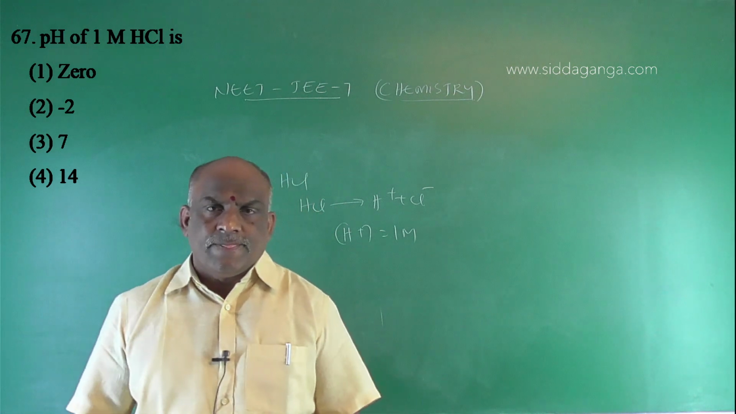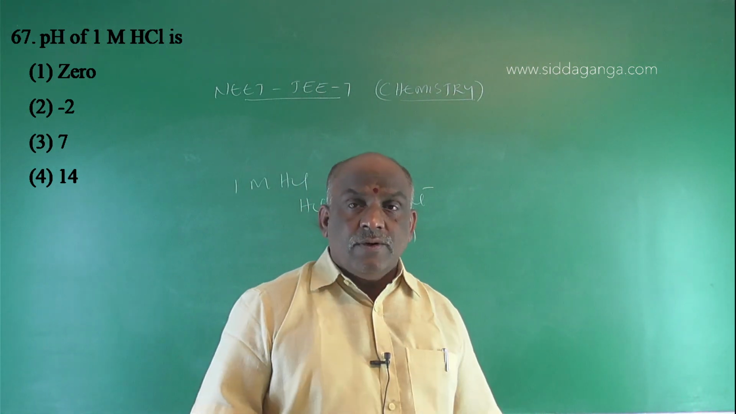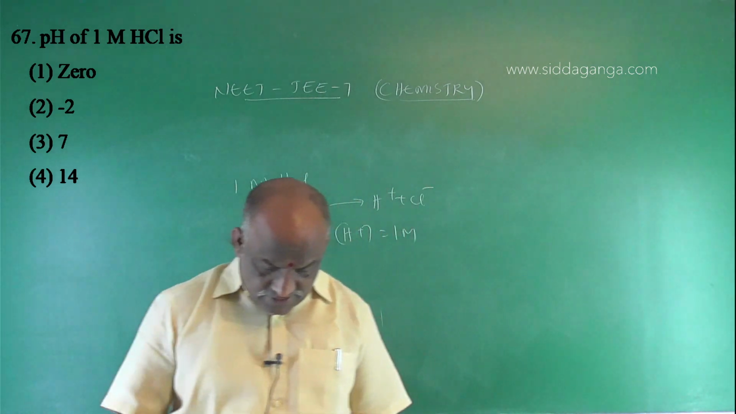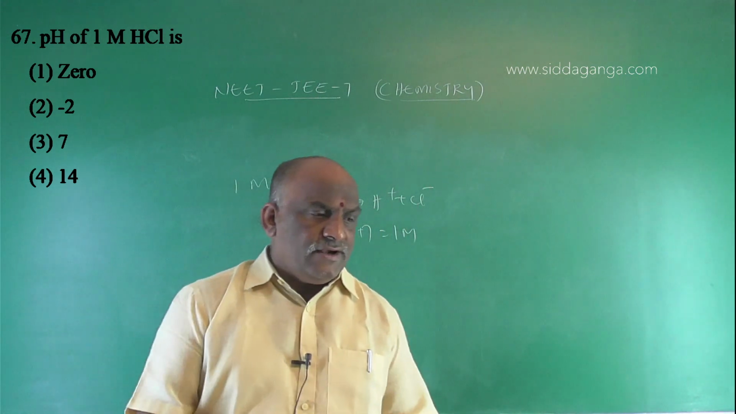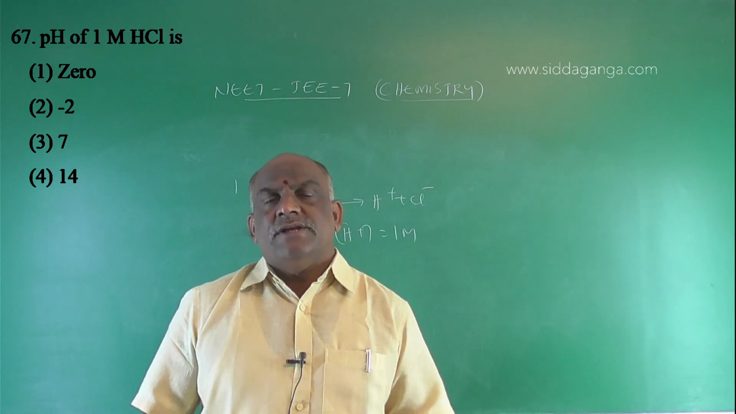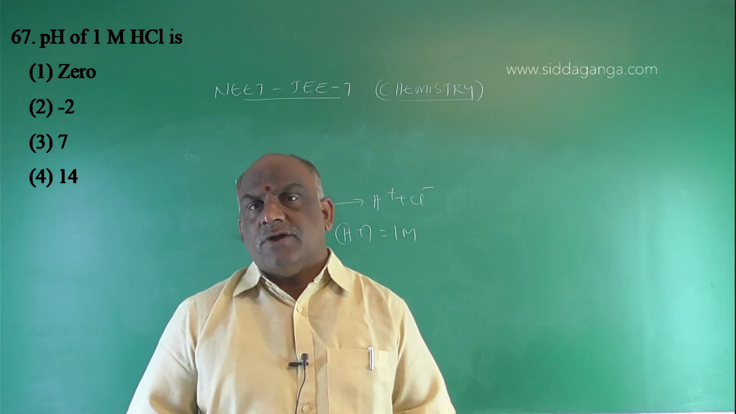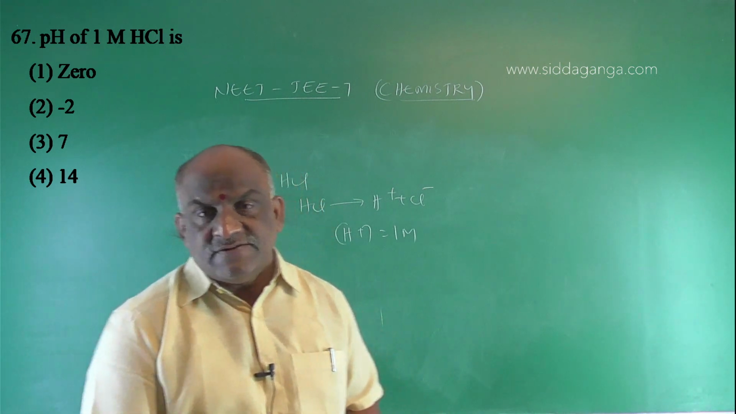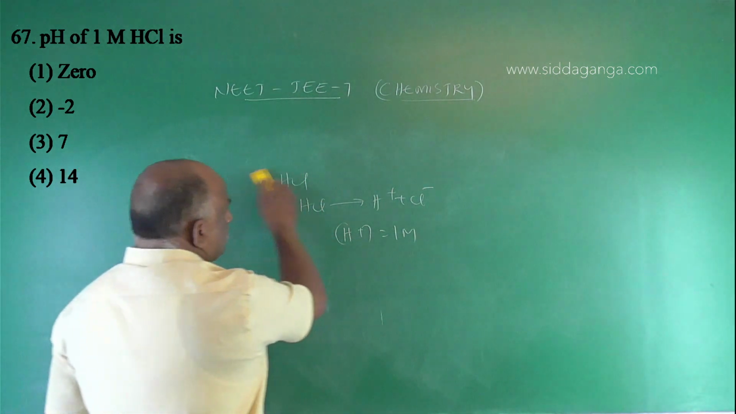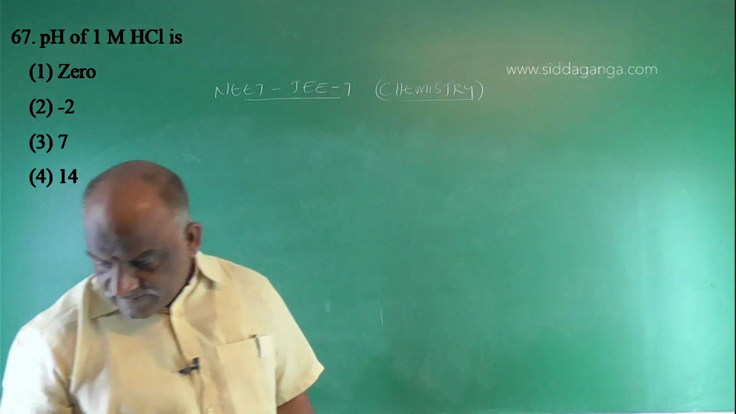Substitute H plus concentration equal to 1. Then what is log 1? Log 1 is equal to 0. That's why, without a numerical, we can find minus 2 is not possible. 7 is for neutral, 14 is also not, 14 is for bases. So this is the odd man out option. Option 0 is right for this question. Go with 0. And the next.